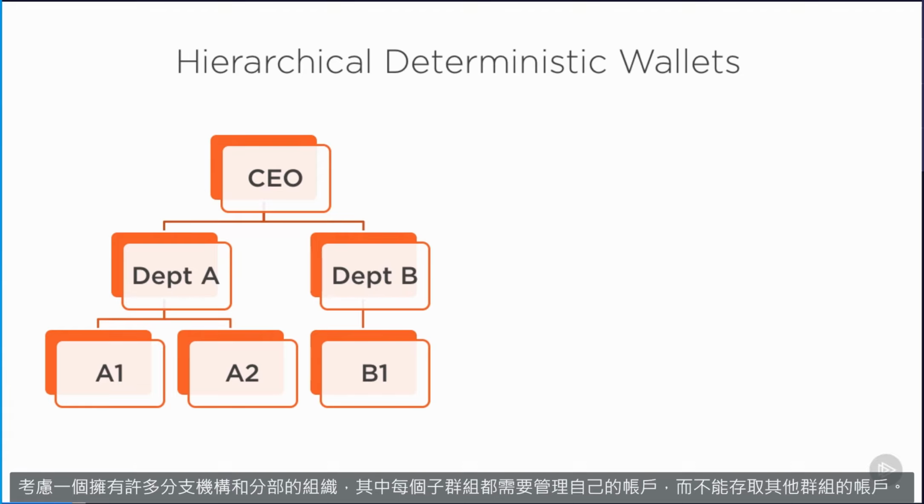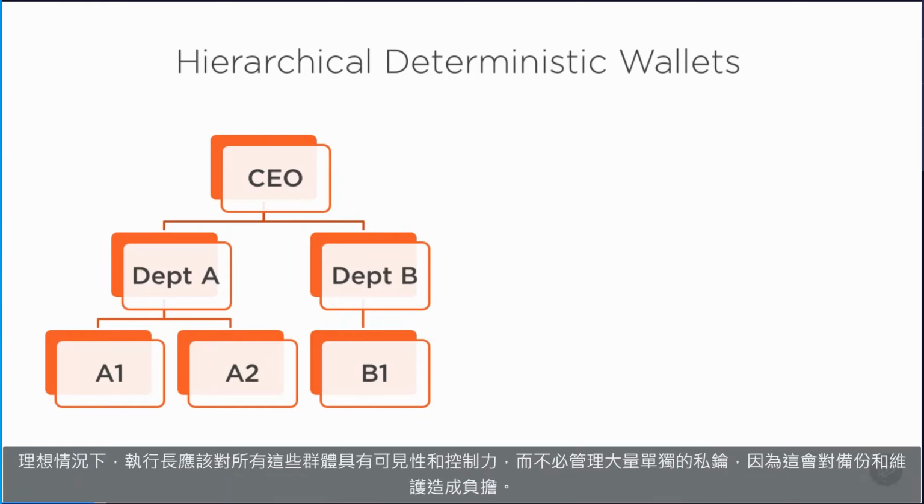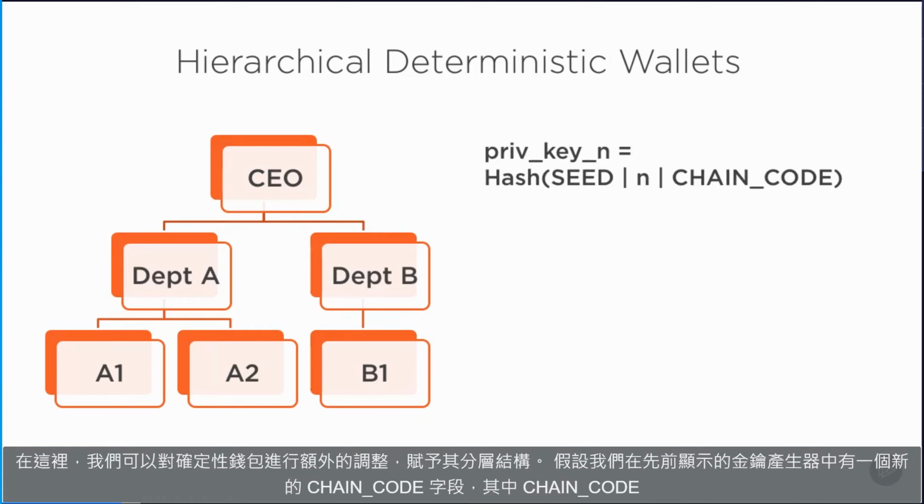Consider an organization with many branches and divisions where each subgroup needs to manage its own account without having access to the other group's accounts. The CEO should have visibility and control over all these groups, ideally without having to manage a large set of separate private keys, which would be a burden to back up and maintain. This is where the additional tweak to our deterministic wallet can be given hierarchical structure.